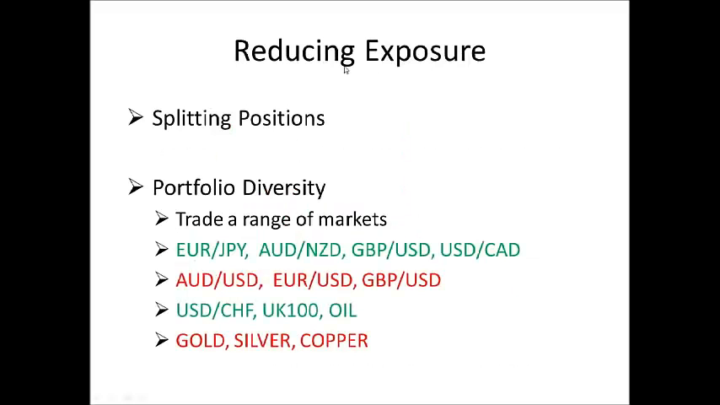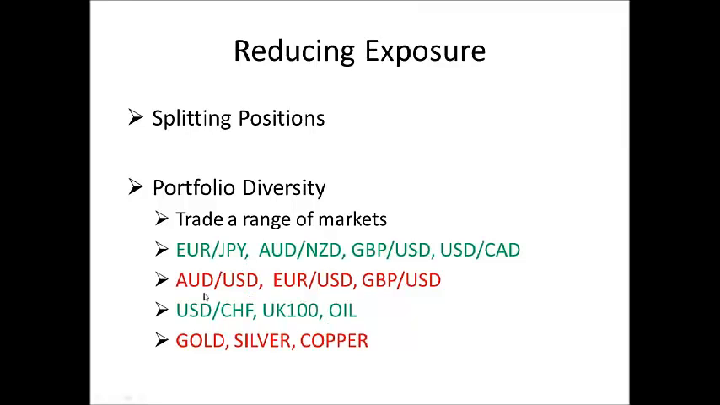My other tip for reducing exposure is to have portfolio diversity, so to trade a range of financial markets. We have focused a lot on currency pairs or forex in these videos, and a good portfolio could trade the following currency pairs: the euro, Japanese yen, Australian dollar, New Zealand dollar, pound against the US dollar, and US dollar, Canadian dollar. The reason why that may be a good trading portfolio is it has exposure to a number of currency pairs, not just a single currency pair.